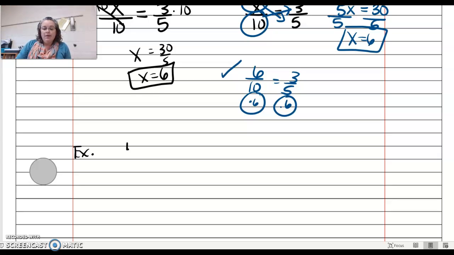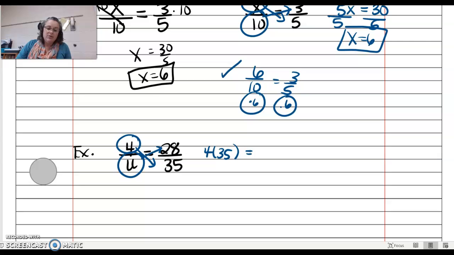If I try 4 over u equals 28 over 35, both of these are proportional, but again, let's use the means extremes property. If I take the 4 times the 35, we want to know when this equals u times 28, or 28 times u. So 4 times 35 gives me 140, and then 28u is 28u. To solve for u, we're going to divide both sides by 28. So I get u is equal to 5.